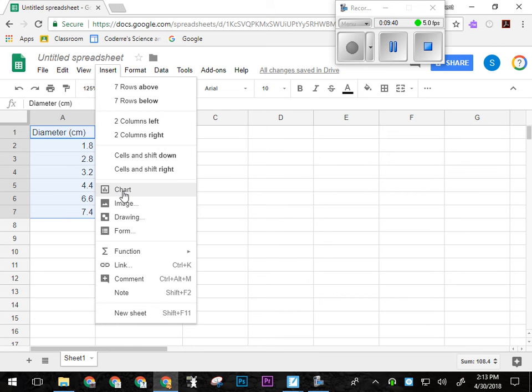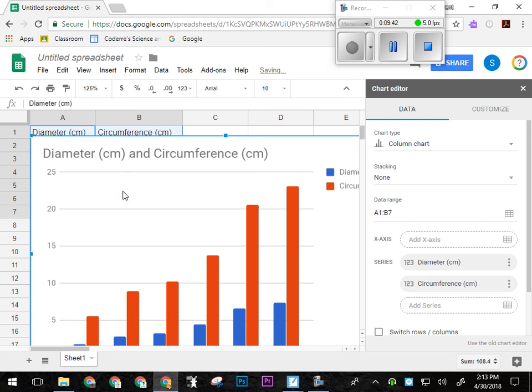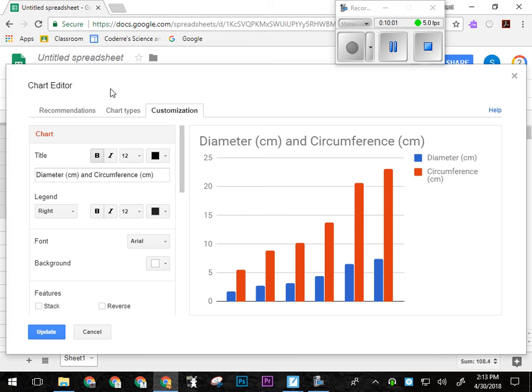Click on that, and then it's going to give you some options. It never picks the right kind, just so you know. Now, they've got this new chart editor, which isn't great. So I always click down here on use old chart editor because the old one is a little more intuitive. So I'm just going to click on use old chart editor. So this comes up.